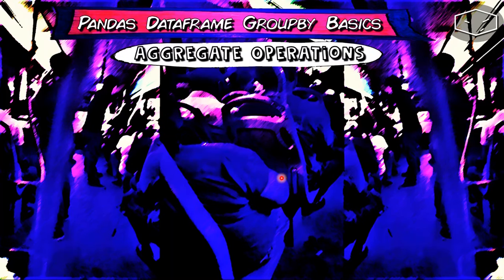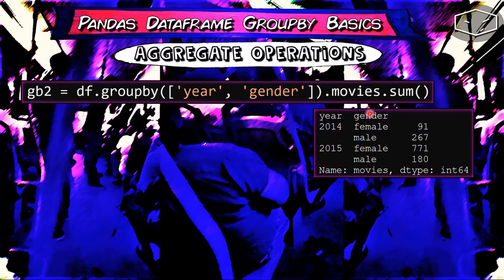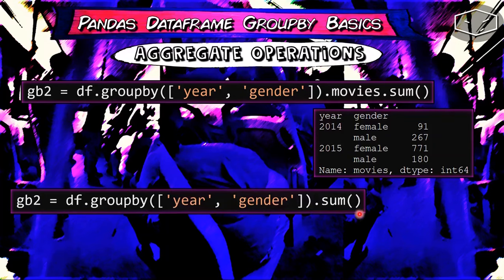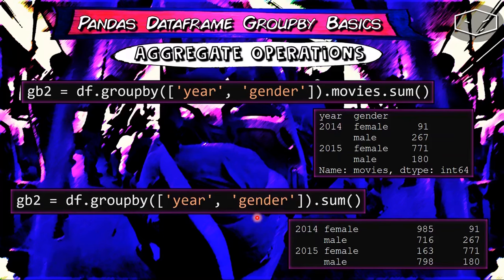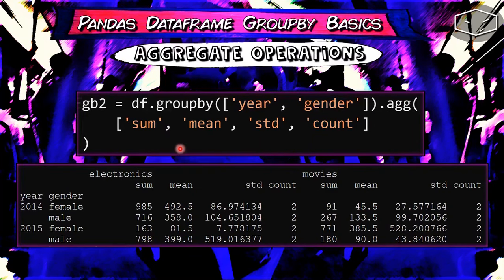About aggregate operations, we can call a column and then call the function sum, for example, and we will get something like this, or we can just call the function sum directly from the group. So we will get the sum of all the columns, not just for the movies. Also, we can call the function aggregate, so we can pass the functions that we want to apply to our group, in this way.